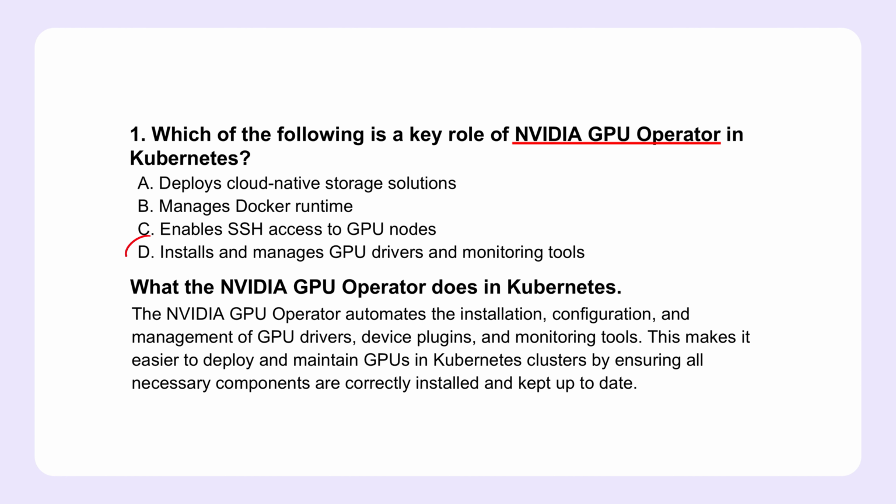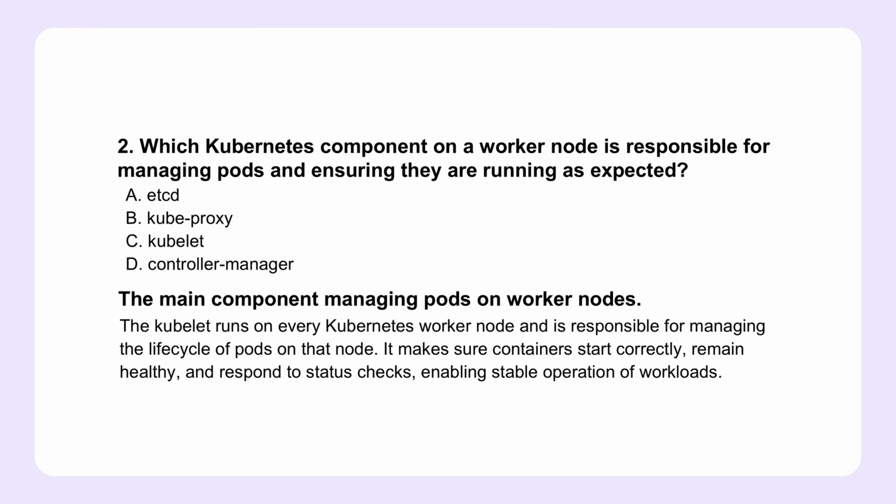Makes it scalable, repeatable. Okay, so the GPU Operator gets the hardware talking to Kubernetes, but then how does Kubernetes actually handle the AI tasks themselves, those pods running on the worker nodes? What's the component that's like the local manager for those pods, making sure they run correctly right there on the node? That would be Kubelet.